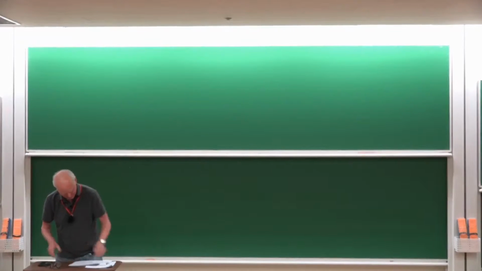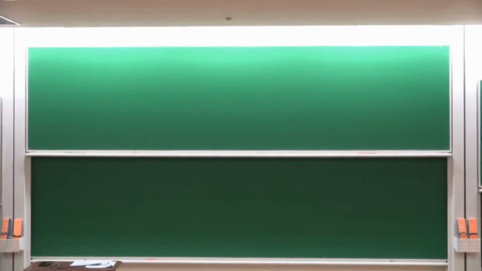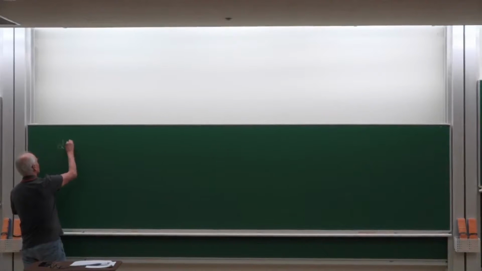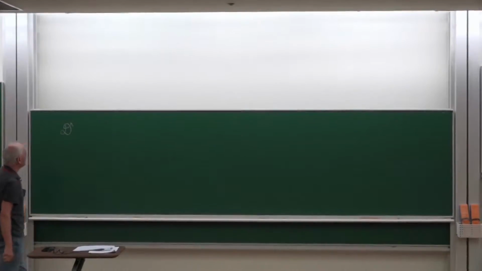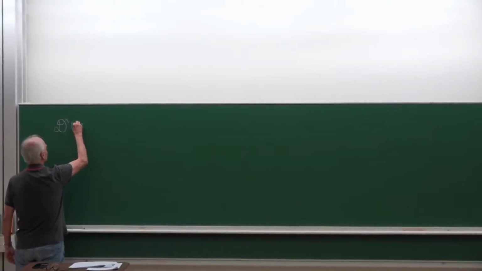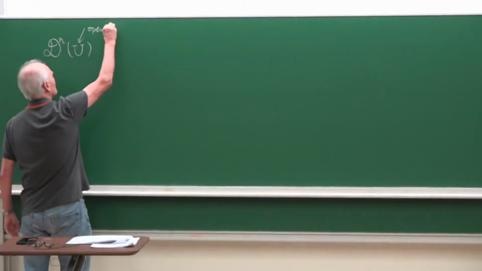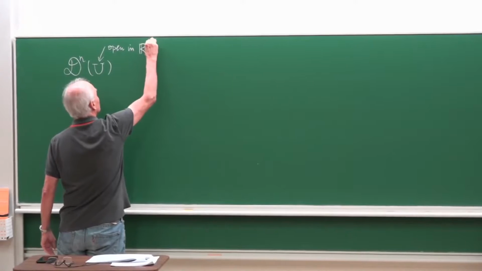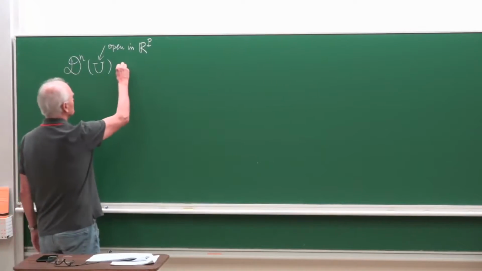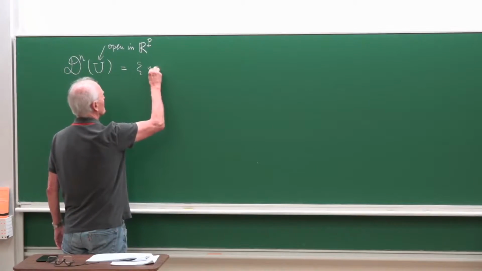Okay, so we were talking about currents, and in particular we covered the necessary background in multilinear algebra and forms. So remember, U was open in our n plus k, or in general, I think we were calling it R^P actually for some P, and D^n(U) was the set of smooth n-forms.